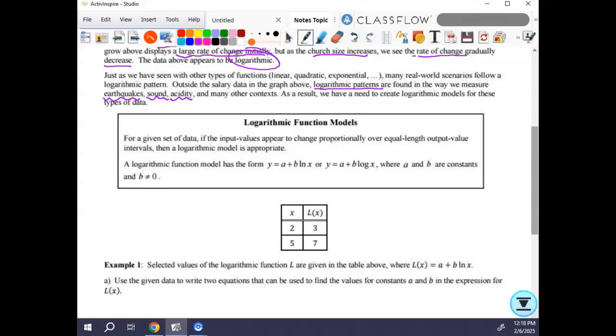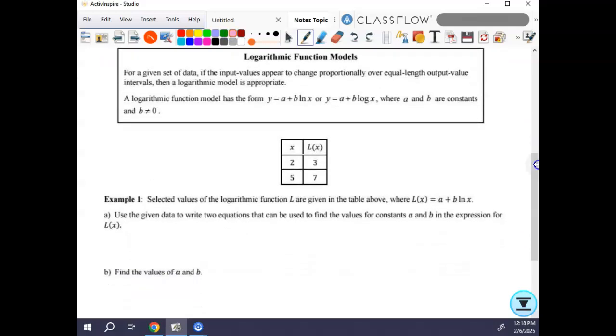Something we already know is how to tell if it's logarithmic. If for your given set of data the input values appear to change proportionally, meaning they're being multiplied by 2 or multiplied by 1/3 or whatever, those are my inputs, and they change proportionally over equal length output value intervals, okay, remember that's the opposite of exponential because they are inverses, then it's a log.